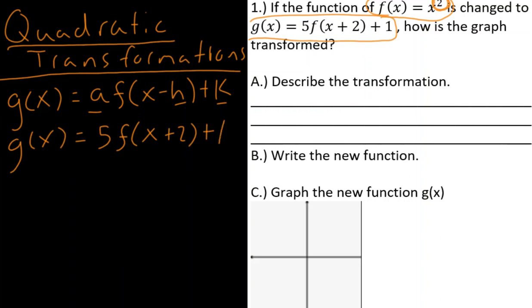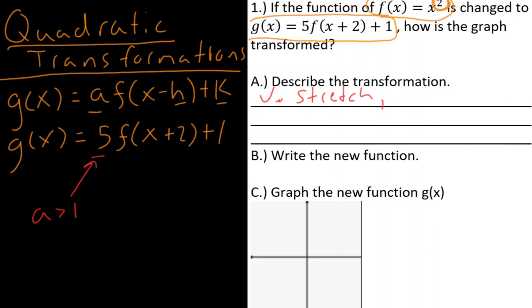So let's go ahead and tackle this from left to right. The very first thing we see is that our a value, this 5, we know that a is greater than 1. And so this tells us that we have a vertical stretch.